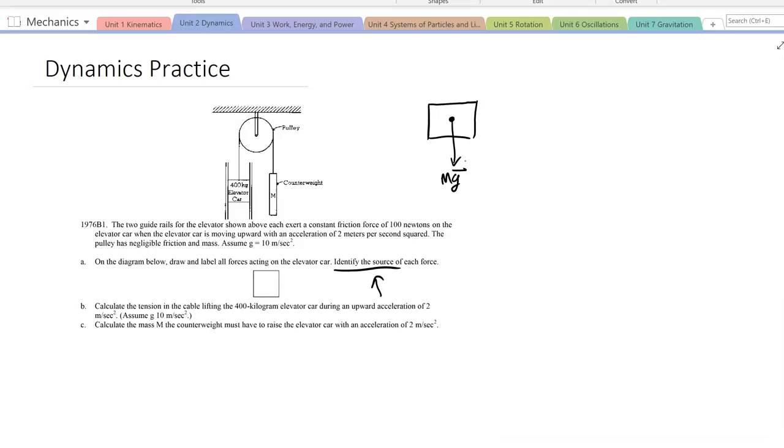Now we want to look at the next obvious one, which is tension. Tension happens where it's connected to, right? Where it's being pulled. It's being pulled right here, so I'm going to put tension up here. I'm going to use capital T.